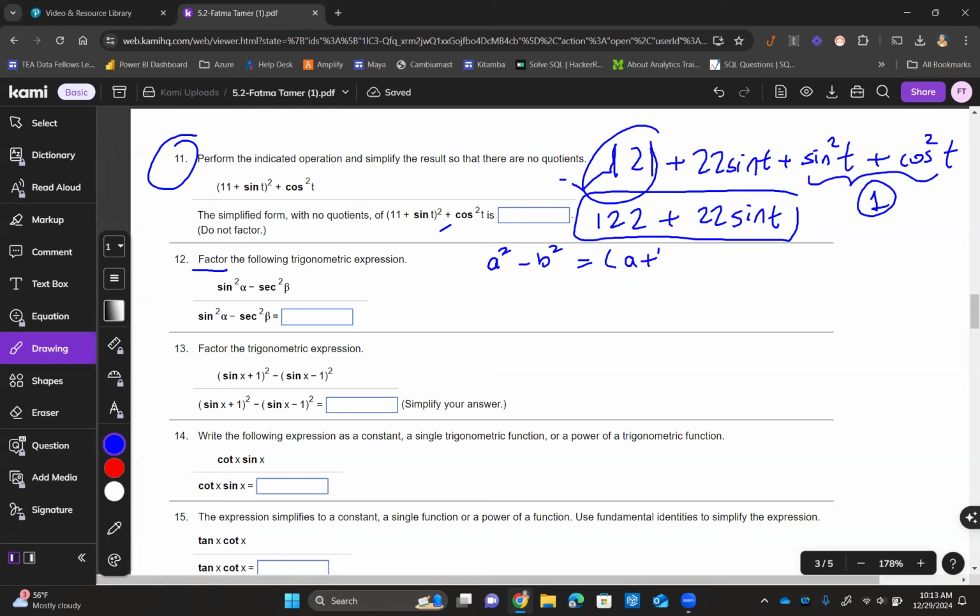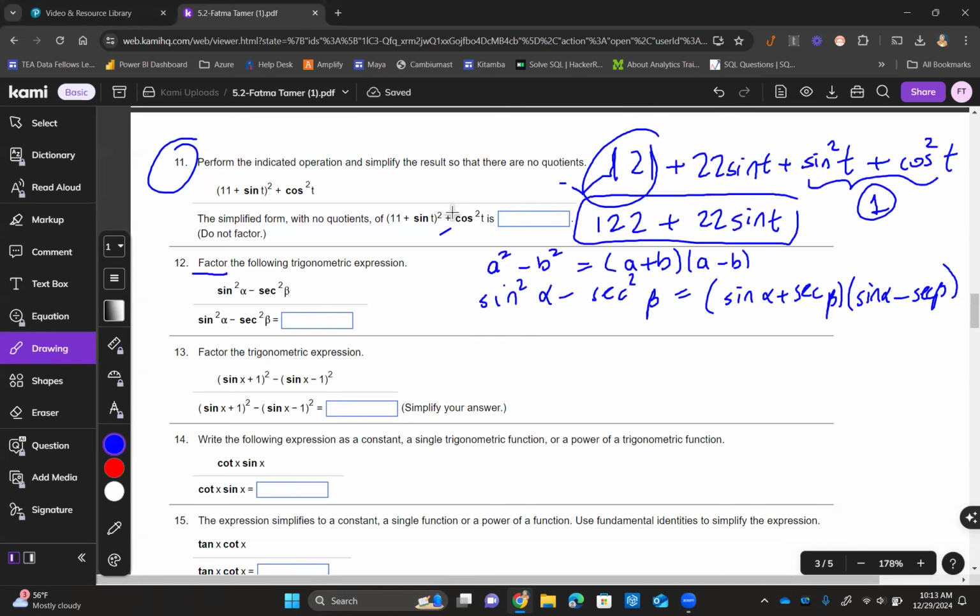Factors will always be a plus b and a minus b. So in this case, a squared is sine squared alpha, and b squared is secant squared beta. That means the first parentheses will be sine alpha plus secant beta, and the second parentheses will be sine alpha minus secant beta.